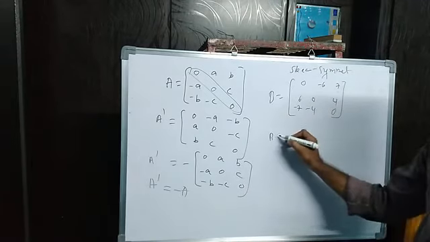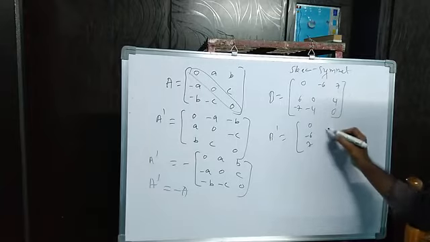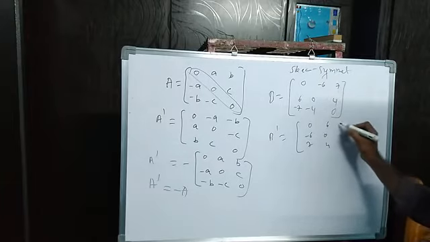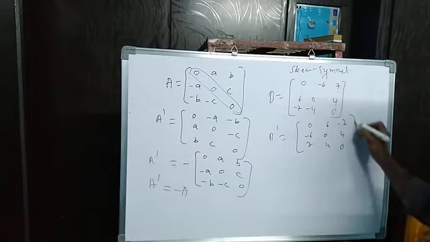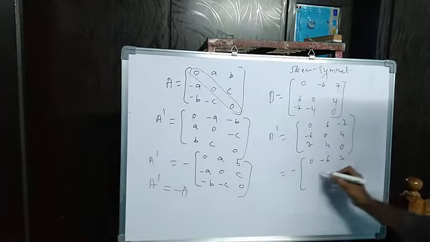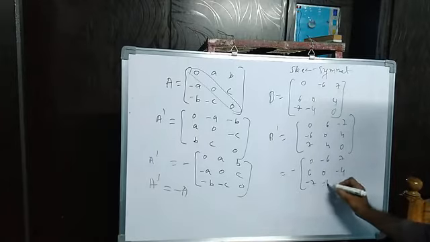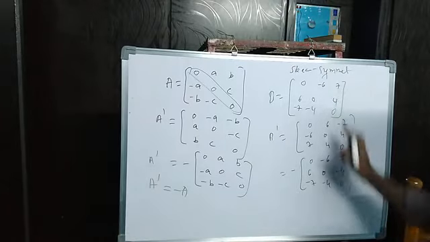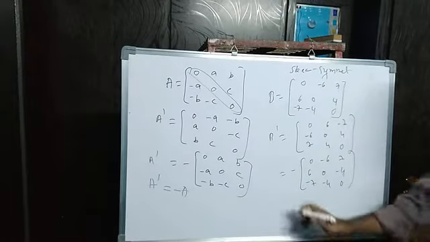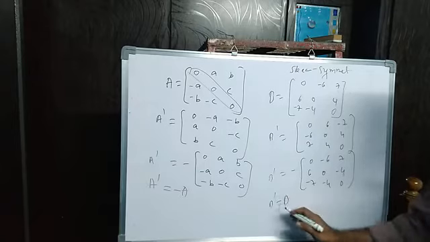If you want to find, just find B dash here. What is that one? 0, minus 6, 7, 6, 0, 4, minus 7, 4, 0. If you take minus common here, then what will it be? 0, minus 6, 7, 6, 0, minus 4, minus 7, minus 4, 0. Are both the same or not? Yes, both are same. So it is B dash. So B dash equal to B we got. Sorry, minus B we got.